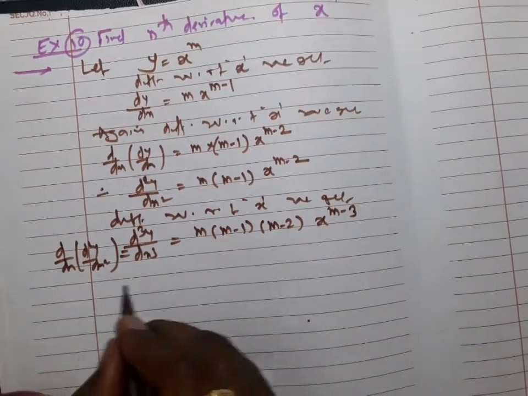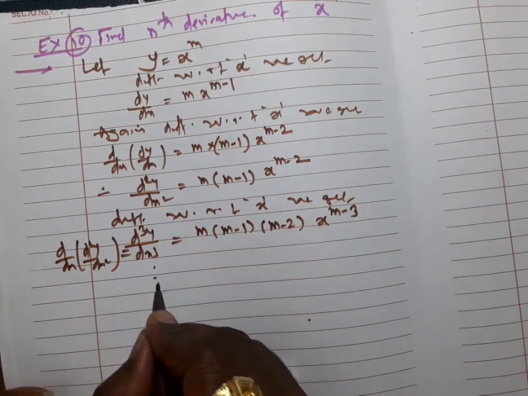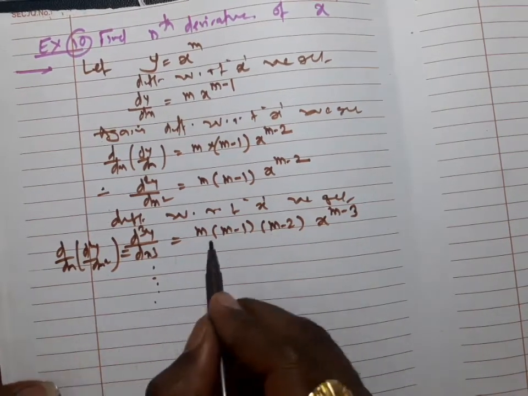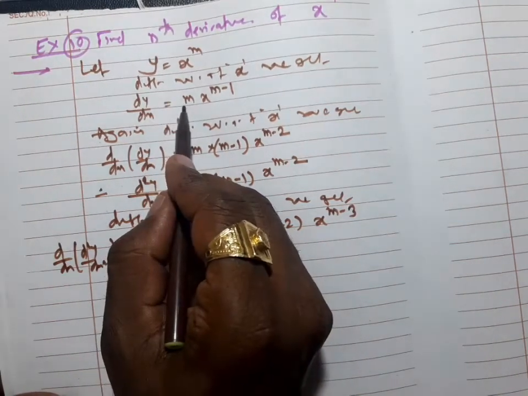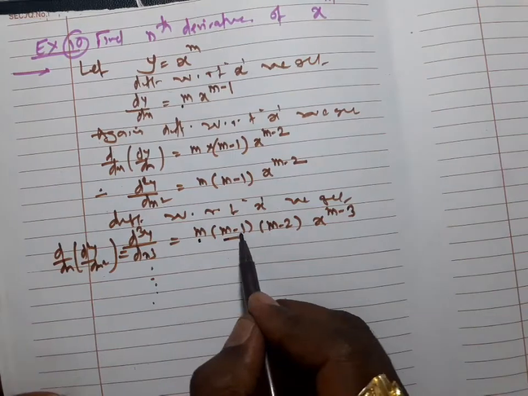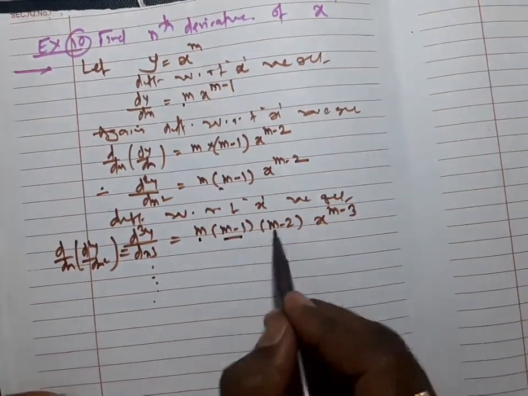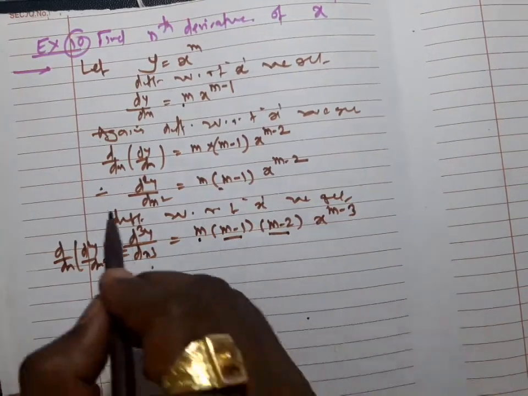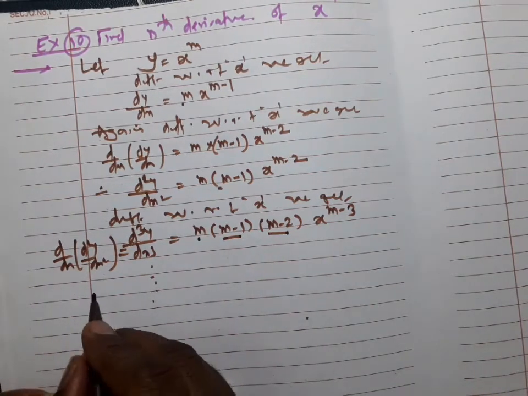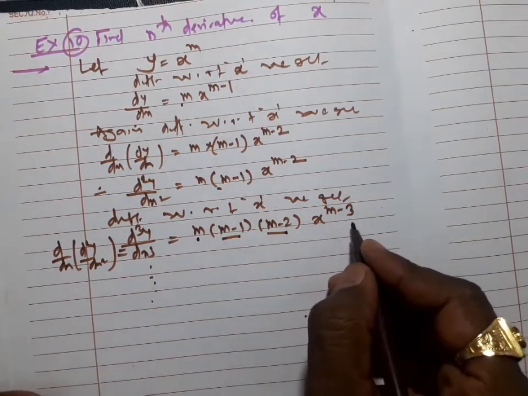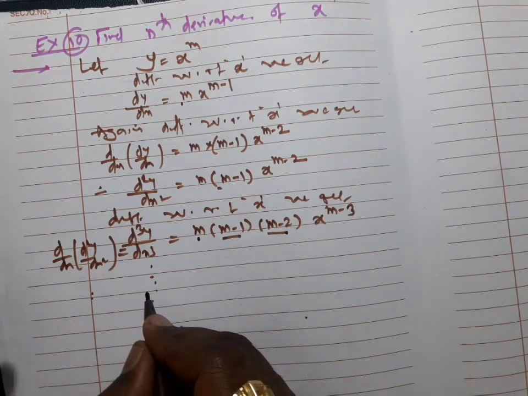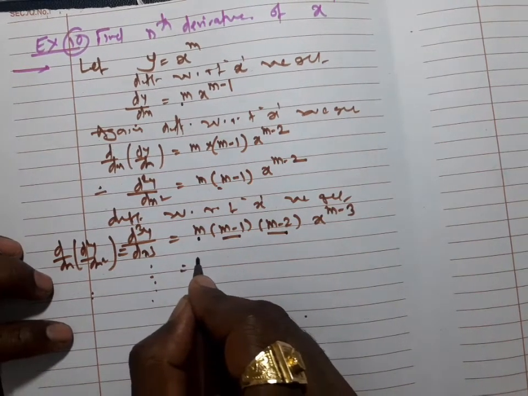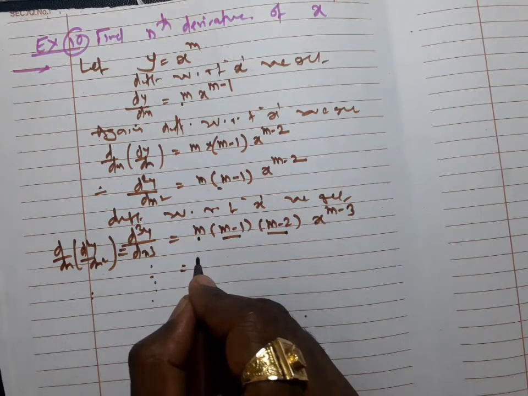Now see, continuing in this way, m when there is first derivative, m minus 1 there is second order derivative, m minus 2 there is third order derivative. So therefore at the nth term, it is going to reduce, you can write this m minus 1, m minus 2.